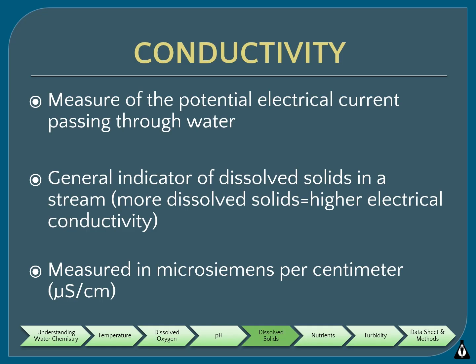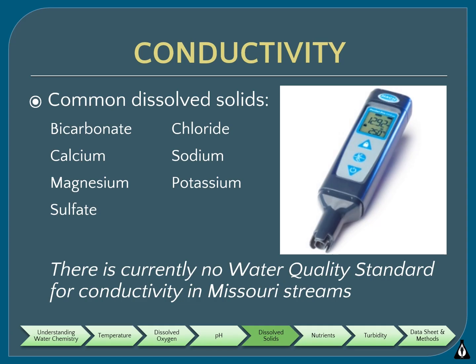Here are some common substances that make up dissolved solids in a stream. Since conductivity is a general indicator of water quality, any substance that can add to the electrical conductance in the water could be represented in a conductivity reading. Therefore, conductivity is often used as a screening tool to determine how much solids are dissolved in the water, not exactly what specific dissolved substances are in the water. So small amounts of certain kinds of dissolved solids, such as some metals, can cause significant changes in the conductivity itself. Currently, Missouri has no water quality standard for conductivity.